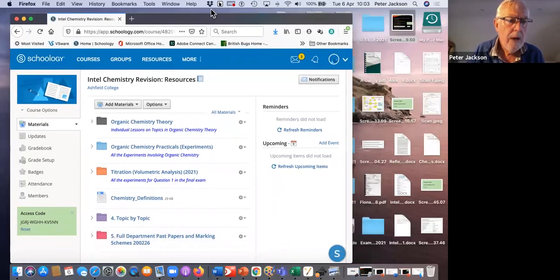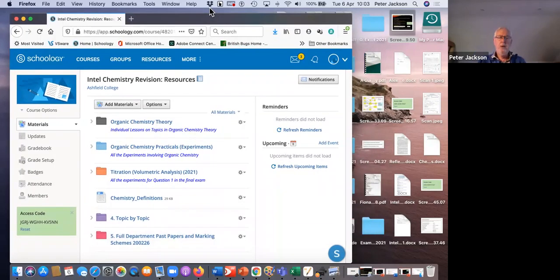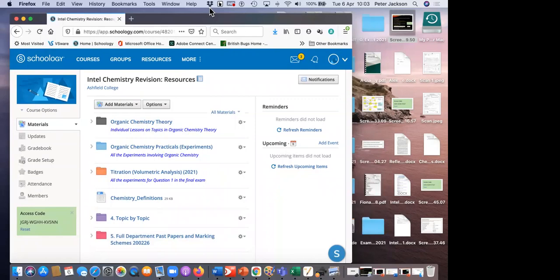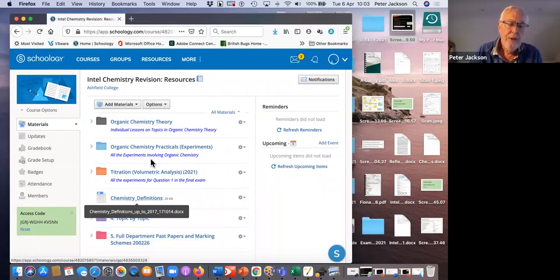Now, I've updated Schoology to include a whole pile of stuff for you. There are essentially 5 folders in one document. This document here, chemistry definitions.